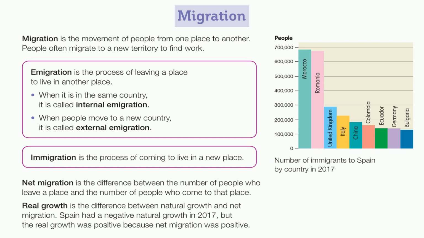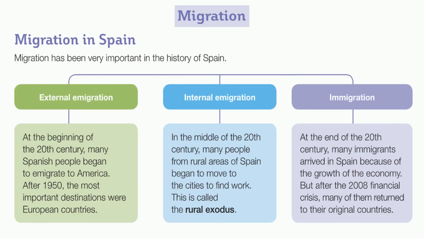Migration in Spain. Migration has been very important in the history of Spain. External emigration. At the beginning of the 20th century, many Spanish people began to emigrate to America. After 1950, the most important destinations were European countries.